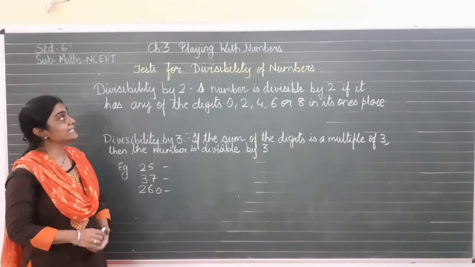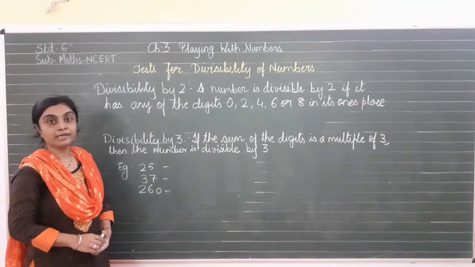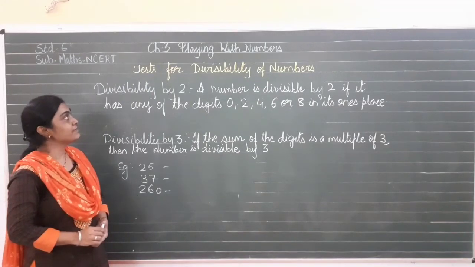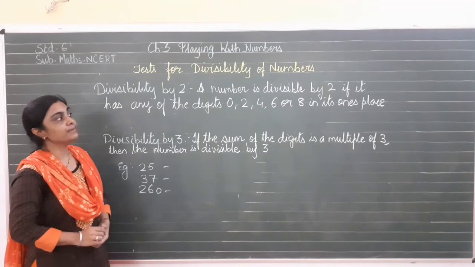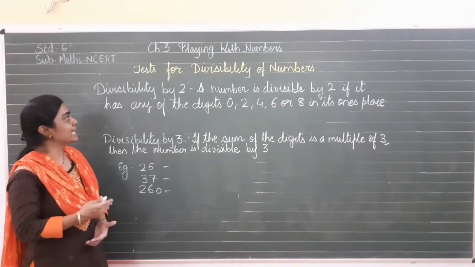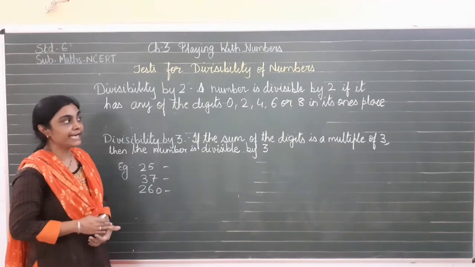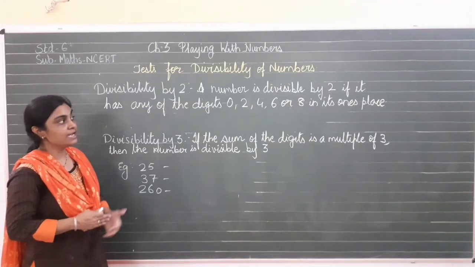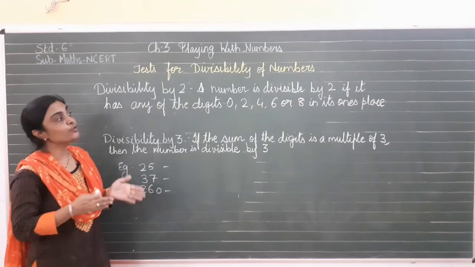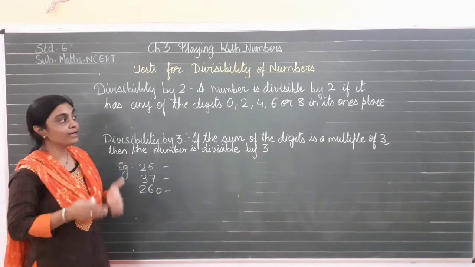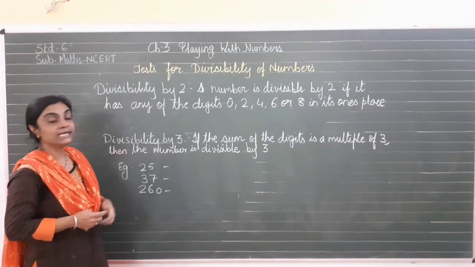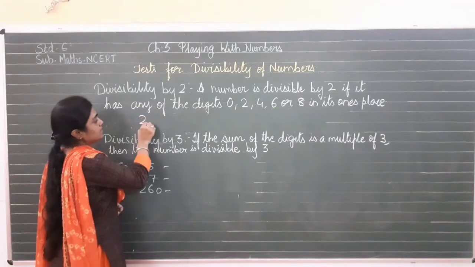Now we will see tests for divisibility of numbers. The first test is divisibility by 2. A number is divisible by 2 if it has any of the digits 0, 2, 4, 6 or 8 in its one's place. If the digits like 0, 2, 4, 6 or 8 are at one's place, then that number will be divisible by 2.